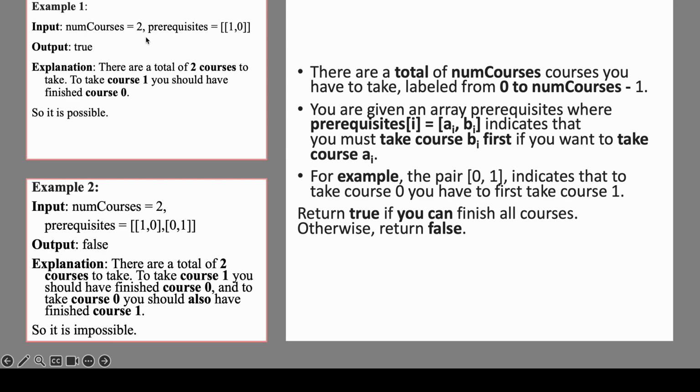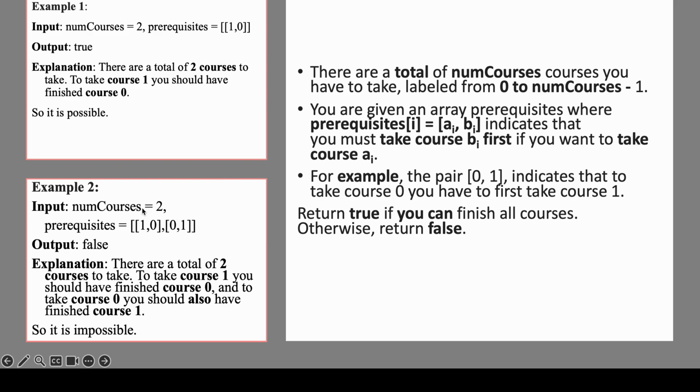So here's an example walkthrough. We have two courses, in this case 1 and 0. 0 is a prerequisite for 1. And because that's all we have, yes, we can take these courses without having a cycle.